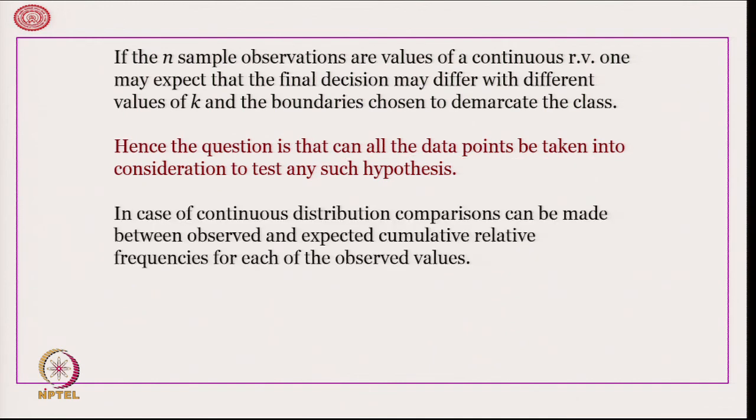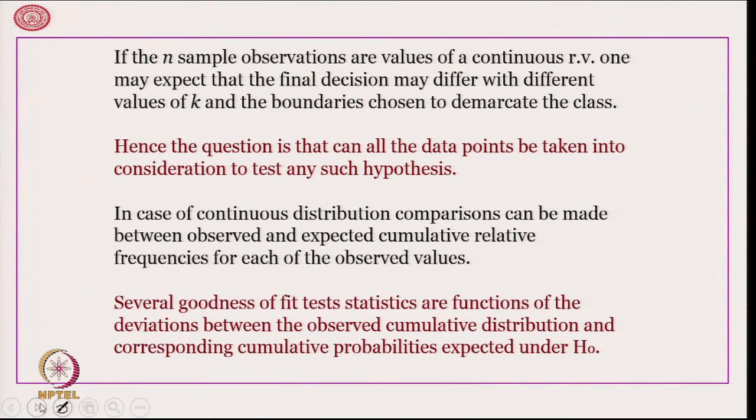In case of continuous distribution, comparisons can be made between observed and expected cumulative relative frequencies for each of the observed values. So, instead of putting them into several classes, we look at each point in a sorted, increasing order, and check up to that point what is the observed frequency and what could have been the actual frequency if we are looking at certain underlying distribution, and then we will try to see how much difference it is actually generating. So, let us go and illustrate.